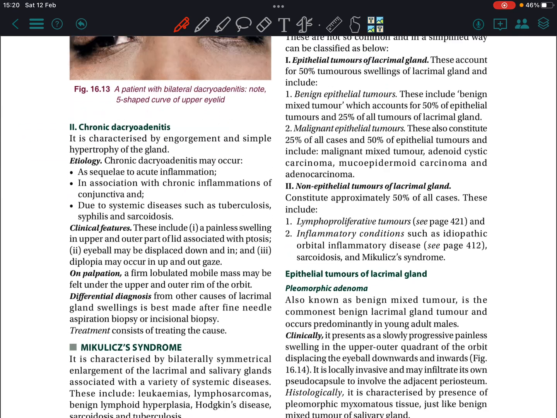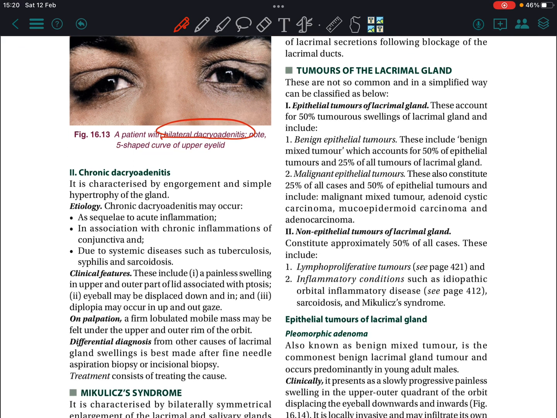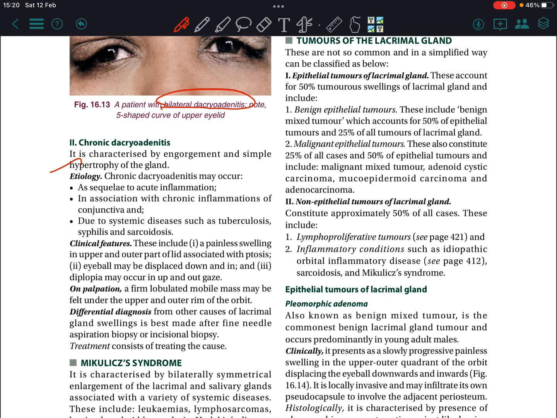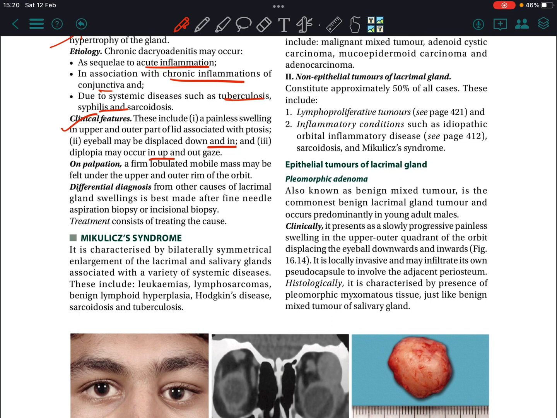Chronic dacryoadenitis, here in a patient with bilateral dacryoadenitis. It is characterized by engorgement and simple hypertrophy of the gland. It is a sequel to acute inflammation. Etiology: association with chronic inflammation of the conjunctiva and systemic diseases such as tuberculosis, syphilis, and sarcoidosis. Clinical feature: painless swelling in the upper and outer part of the lid. The eyeball may be displaced down and in. Diplopia may occur in up and out gaze.